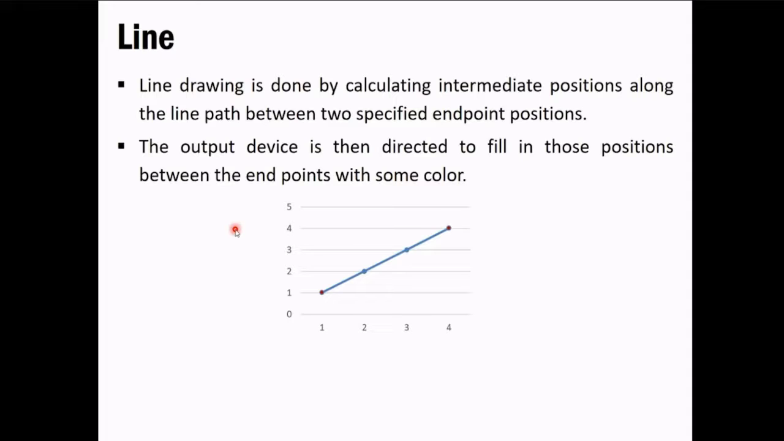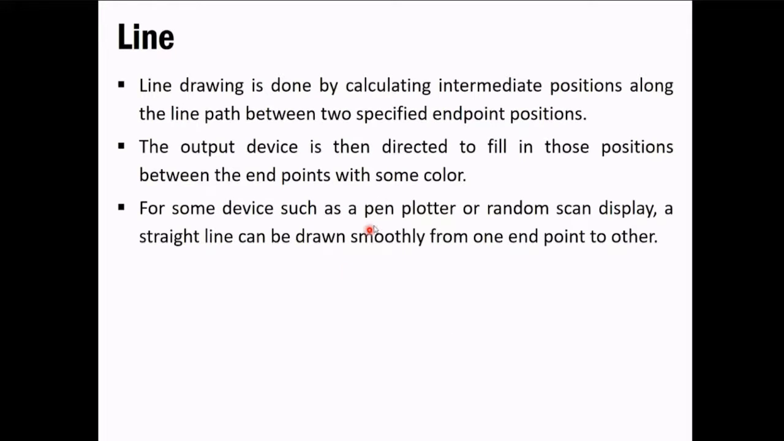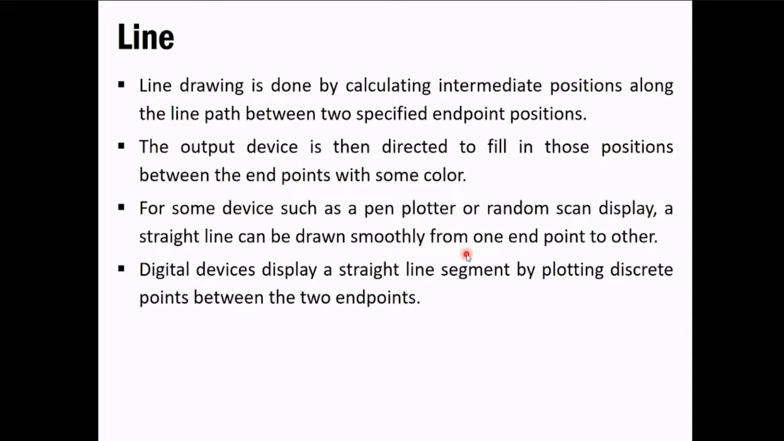Okay. So what it says, the output device is then directed to fill in those positions between the input endpoints with the same color. So that would appear to a user as a line. Here they have shown it in a blue color. For some devices such as a pen plotter or random scan display, a straight line can be drawn smoothly from one endpoint to another. So if you have this kind of specific device, a random scan display, then it doesn't need the pixel information, or you can say this particular point information. We can just start from a random position and draw a line smoothly. So that is a simple thing.